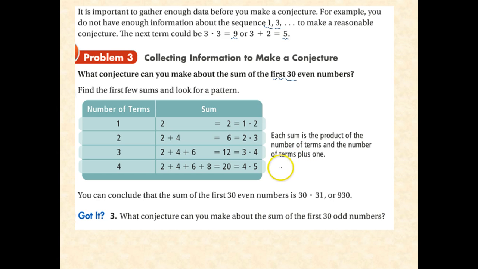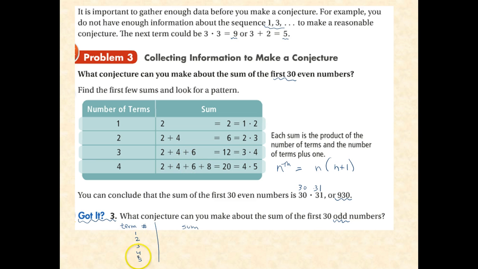So to get the nth term, it would be n times n plus 1. To get the 30th term, it would be 30 times 31, or 930. So pause and see if you can make a conjecture about the sum of the first 30 odd numbers. It's going to be different. Make one of these little charts here and see if you can find a pattern. Pause it and then push play when you're ready to see the solution.